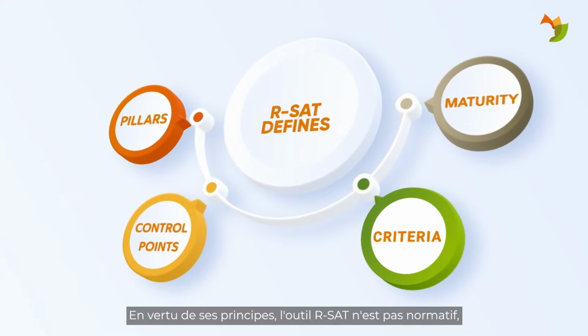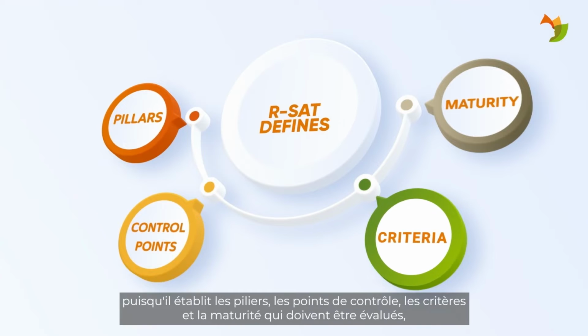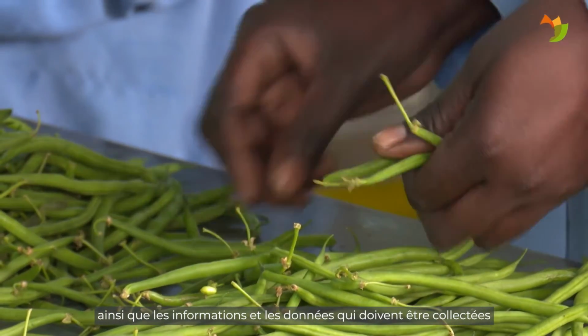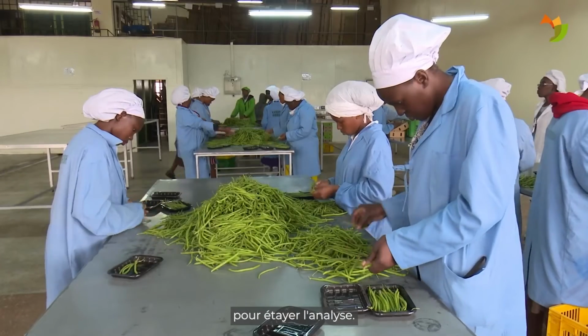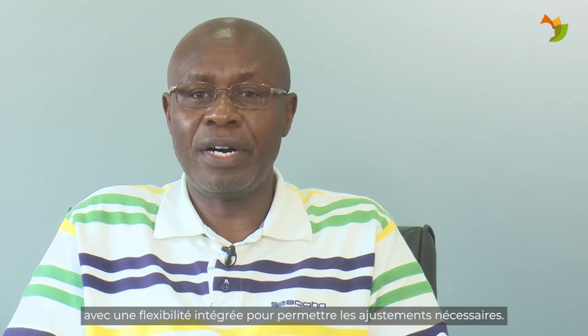Under its principles, the RSAT tool is not prescriptive as it defines the pillars, control points, criteria, and maturity that needs to be assessed, and the information and data that needs to be collected to inform the analysis. It focuses on identifying gaps towards implementing a national SPS priority action plan, and with inbuilt flexibility to allow for necessary adjustments.